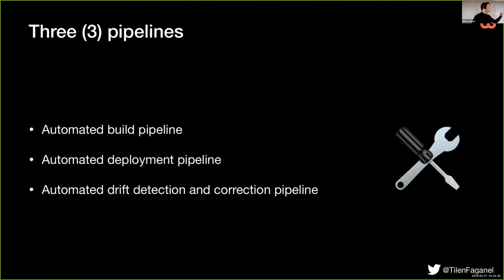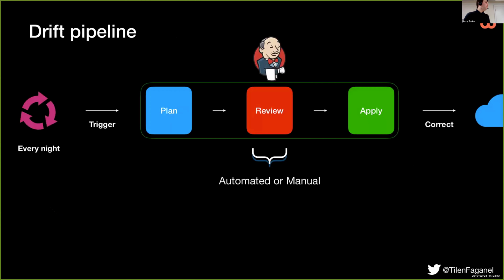So those are our two pipelines, our automated build pipeline and automated deployment pipeline. But in fact, because infrastructure code, especially Terraform, has this cool feature where it can detect changes in a live environment, we can build another one. Let's add the automated drift detection and correction pipeline. We can just take the previous one and change the trigger. Instead of triggering it on every change, we run it every night, and we do a plan every night.